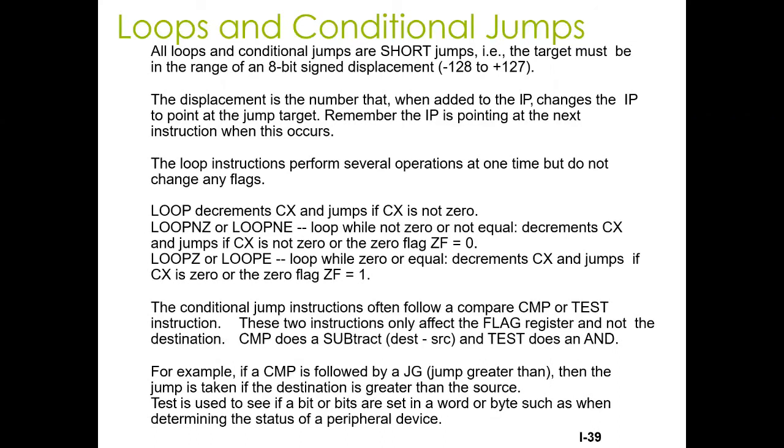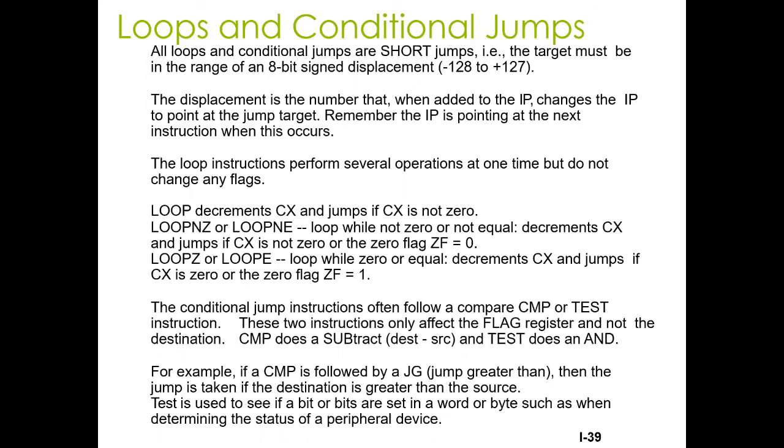The loop instructions perform several operations at one time but do not change any flags. LOOP decrements CX and jumps if CX is not 0. LOOPNZ or LOOPNE, loop while not zero or not equal, decrements CX and jumps if CX is not 0 and the zero flag is 0. LOOPZ or LOOPE, loop while zero or equal, decrements CX and jumps if CX is not 0 and the zero flag is 1.